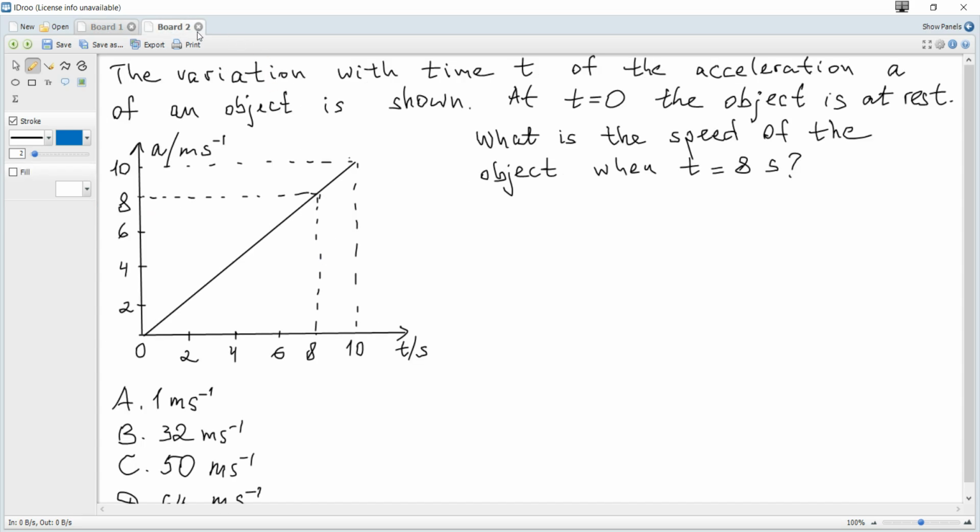The next: the variation with time t of the acceleration a of an object is shown. At t equals 0 the object is at rest. What is the speed of the object when t is 8 seconds?